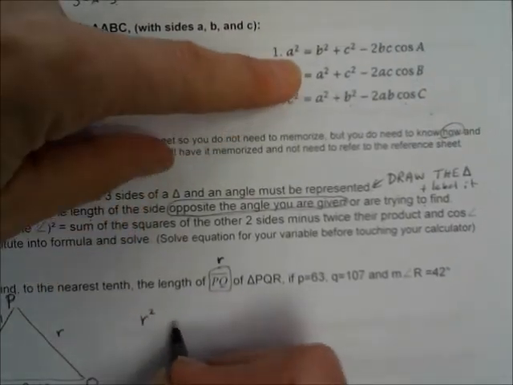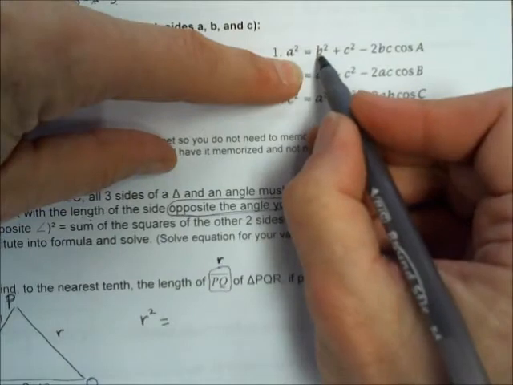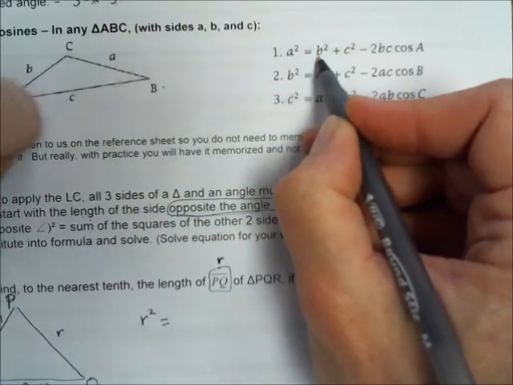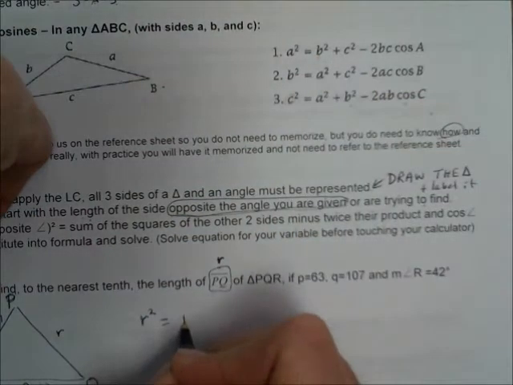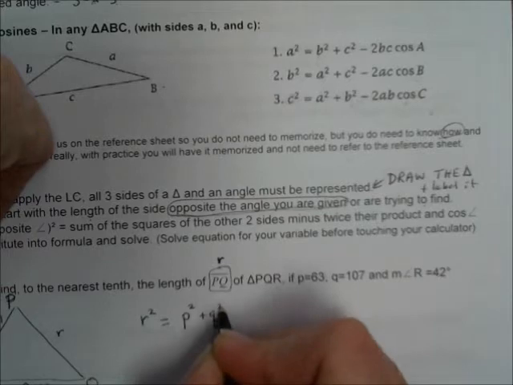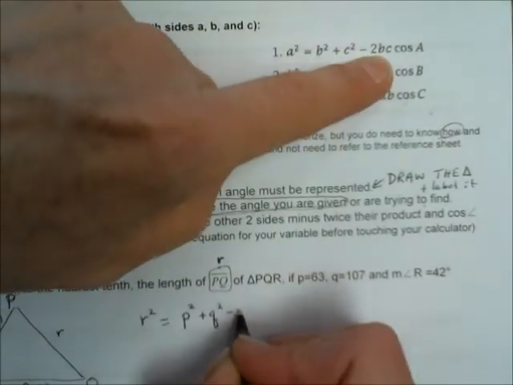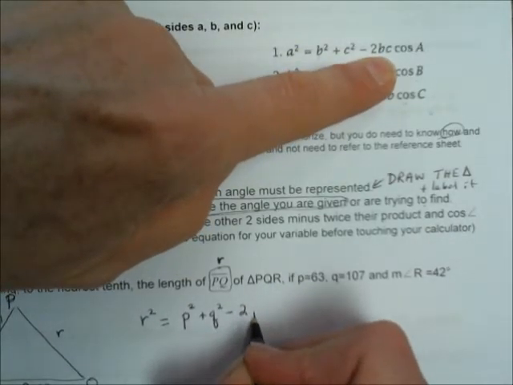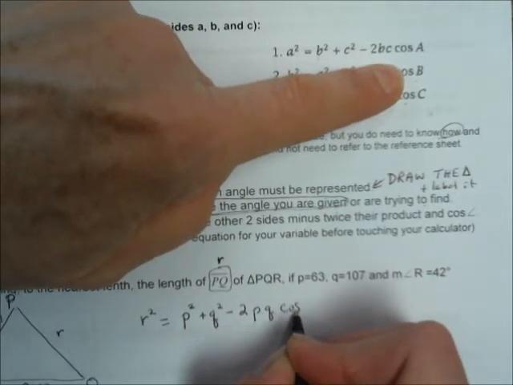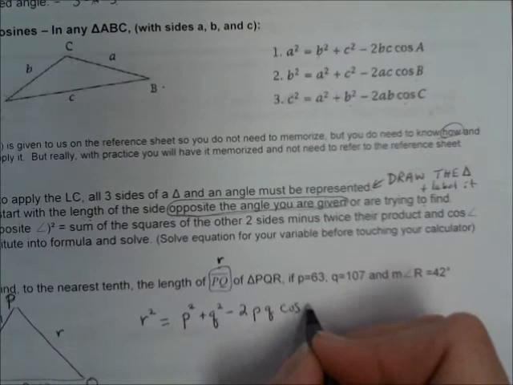So we have r squared is equal to, and now we put the other two sides into these positions. So the other two sides are p and q. So we have p squared plus q squared minus, don't forget the 2 in the front of that, times p times q times the cosine of the angle that they're giving us, which is angle r.